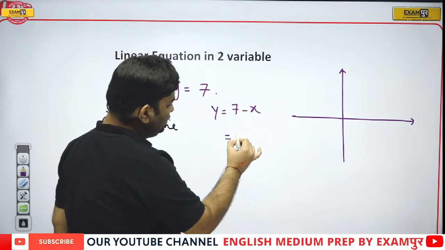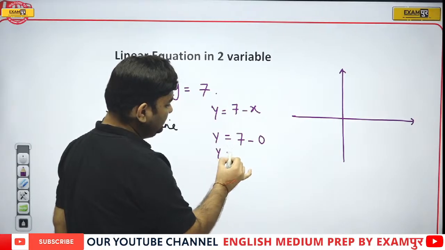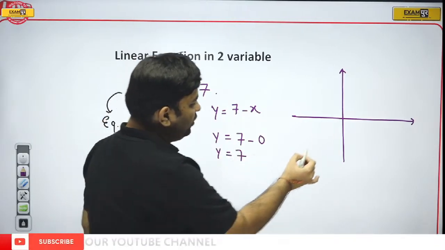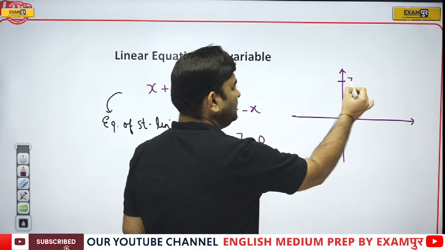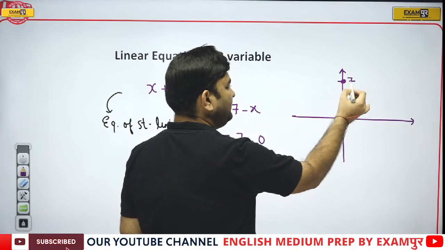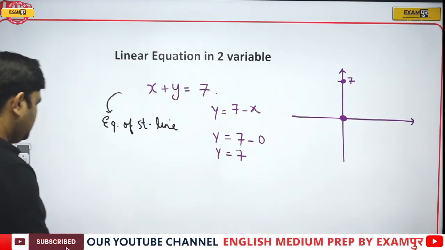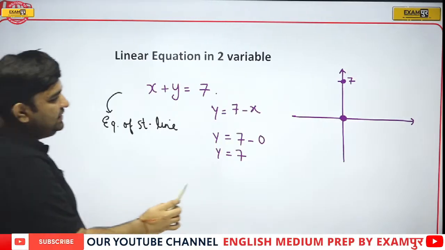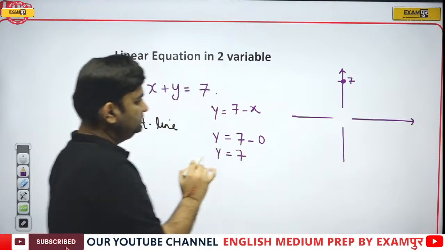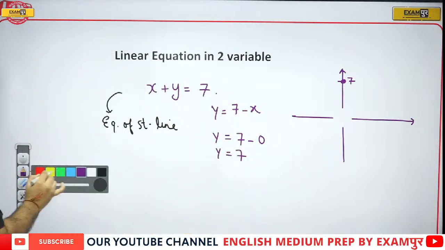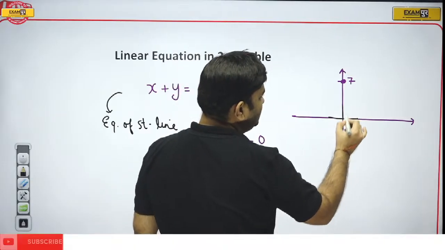For x is equal to 0, y is 7. So this point is 0, 7. So one of my points comes out to be 0, 7.